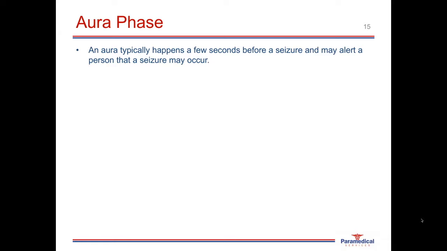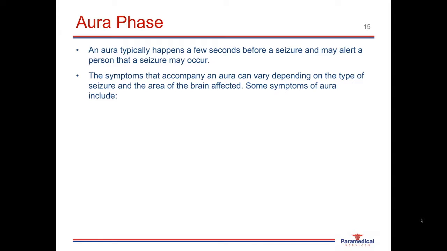Often this can help somebody to get themselves onto the ground so that they don't fall over and hurt themselves, pull over in traffic, or notify a family member or friend that they're about to have a seizure. The symptoms that accompany an aura can vary greatly depending on the type of seizure that occurs and which part of the brain is affected. And this can also vary quite dramatically from person to person. It doesn't seem that there are any 2 people that have the same or similar type of aura before they have their seizure.